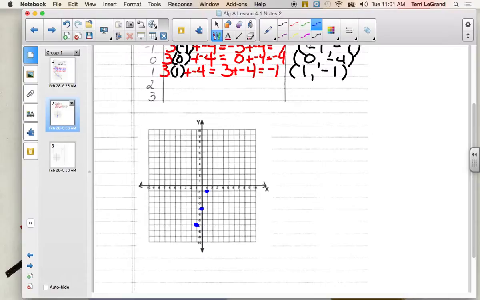And again, they should be lining up in a linear pattern, shouldn't they? Okay, you go ahead and finish the other two, see what you get. Let's find out what you get for ordered pairs.